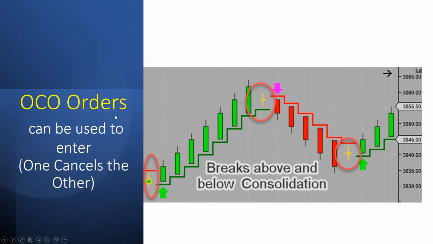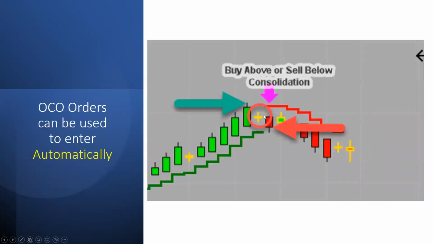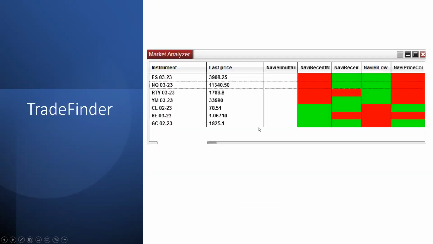The OCO orders we talked about earlier, one cancels the other. Essentially, a one cancels the other order means if you put a buy stop and a sell stop order, whichever order gets filled, it cancels the other side automatically, which is important. You don't want orders sitting out there that you're not aware of. So use OCO orders to take trades on a move above or below consolidation.